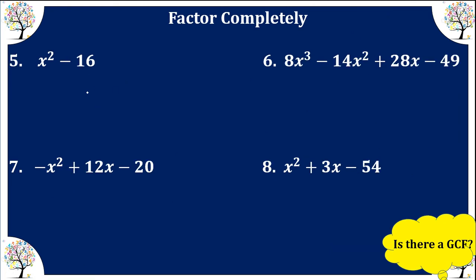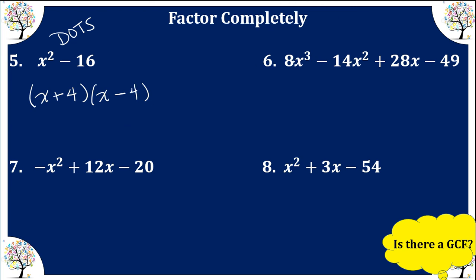Okay, let's do these 4 more. This is a perfect square, this is a difference of 2 squares, difference of 2 squares. So we know we're going to have one that has a plus and one has a minus. So we factor x squared and we factor 16, and here we go.